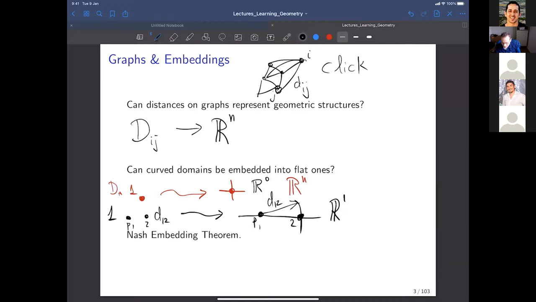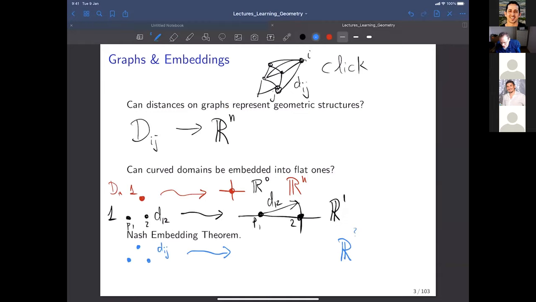What happens with 3 points? Now I have 3 points, and I have Dij that satisfies the triangle inequality. Can I embed it into any R? What do you think? R2. Who said R2? Yuval? Yes. So I assume that Yuval suggested R2, then obviously yes.